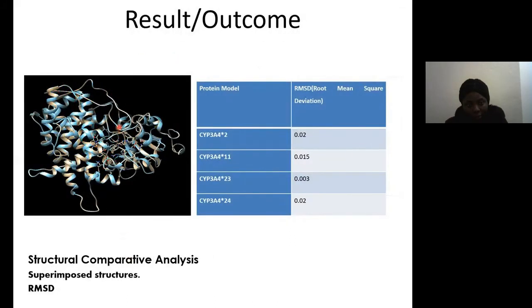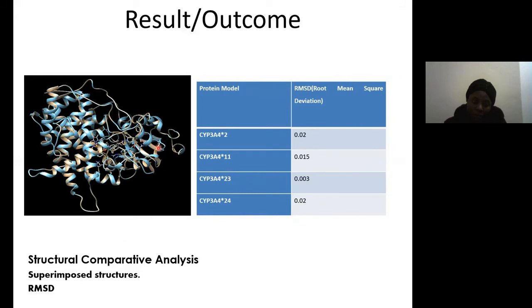This is the result obtained from the structural comparative analysis, in which the protein structure of each mutant was superimposed on the protein structure of the wild type. Differences in structural features such as alpha helices, beta sheets, and coil regions were visualized. However, there was no noticeable difference in the features.